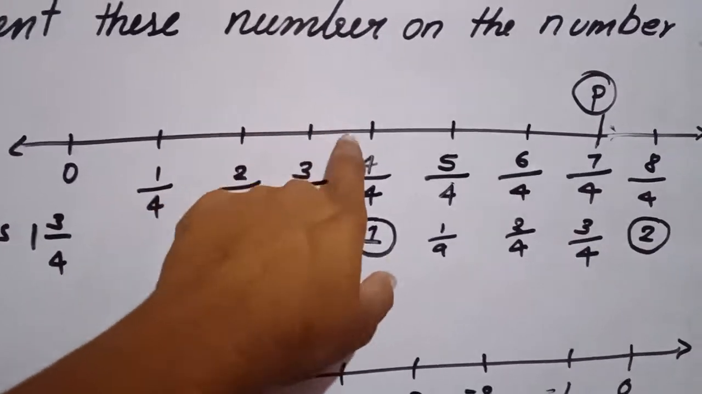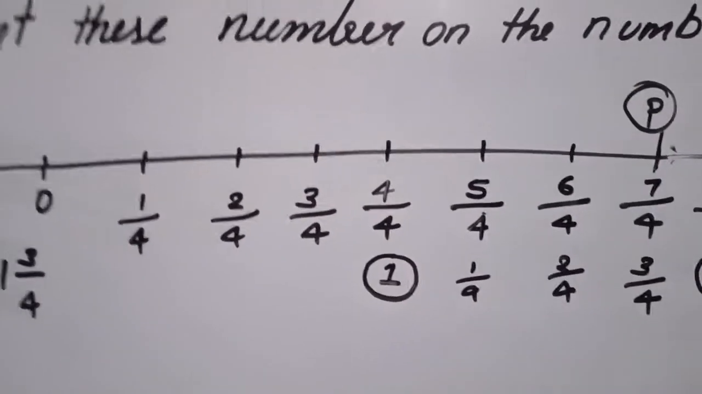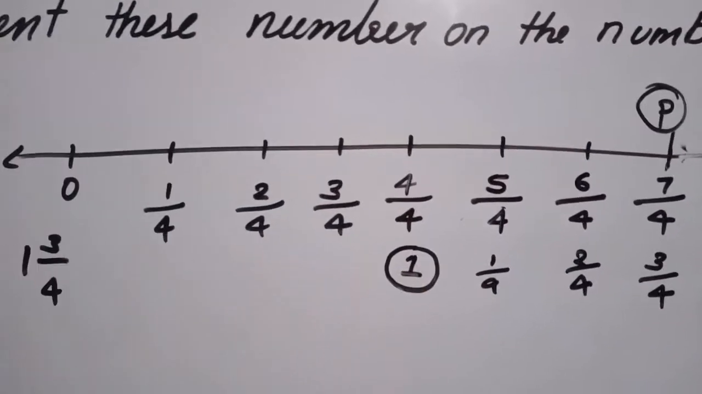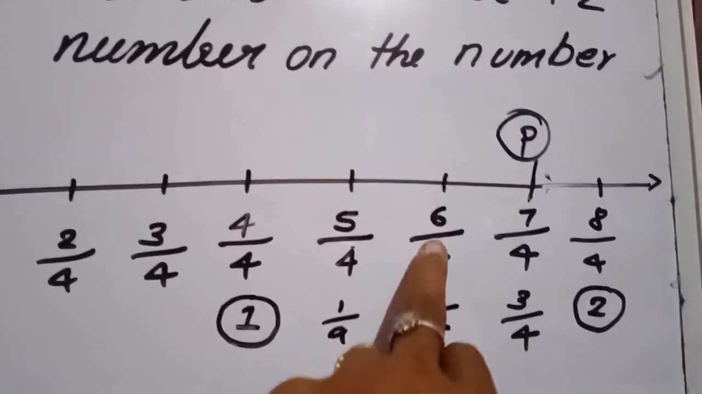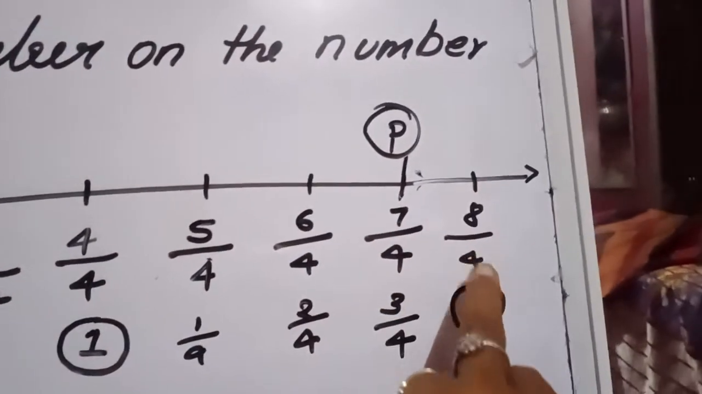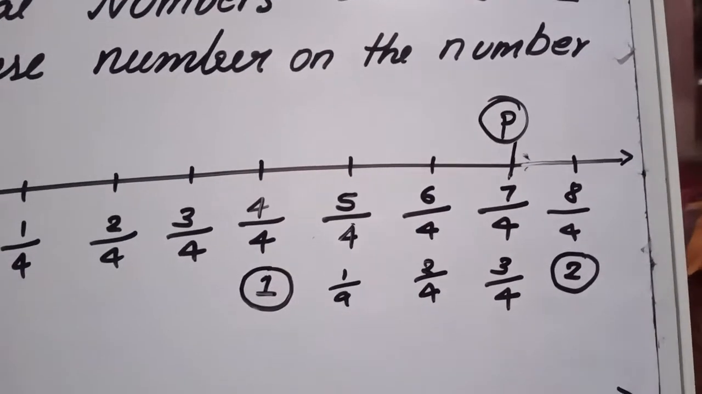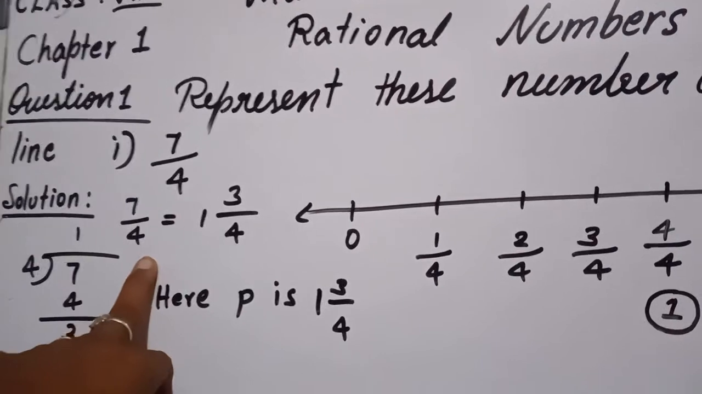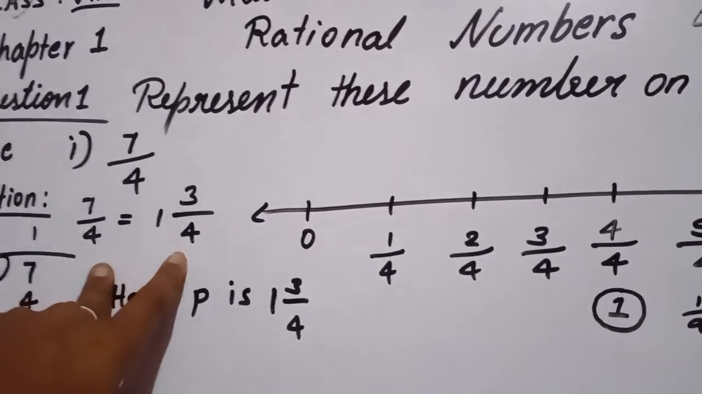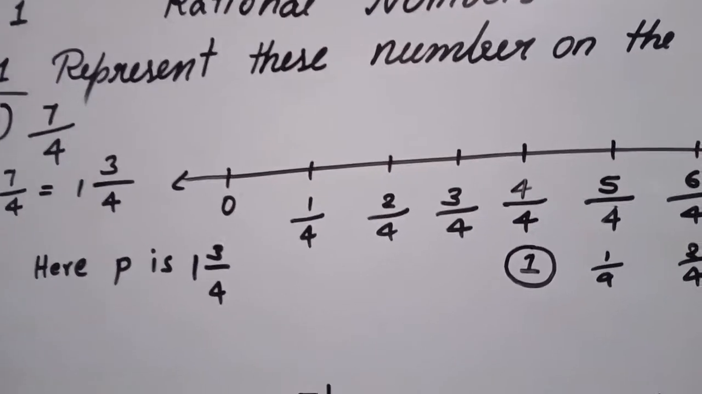1, 2, 3, 4. So here the denominator is 4. 4 by 4 gives complete 1. So our whole number is 1. After that 5 by 4, 6 by 4, 7 by 4, 8 by 4. 8 by 4, if you simplify, you are going to get the number 2, a complete object. But here what is our number? 7 by 4. If we write it in the form of a mixed fraction, that will be 1 3 by 4.